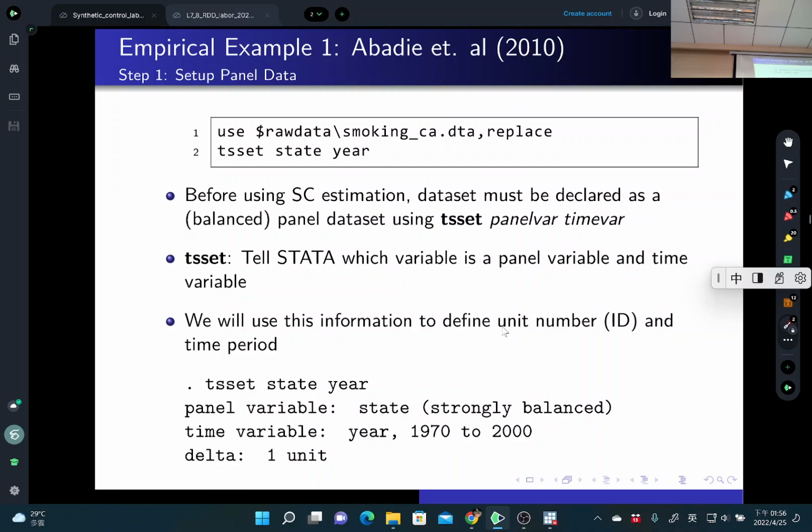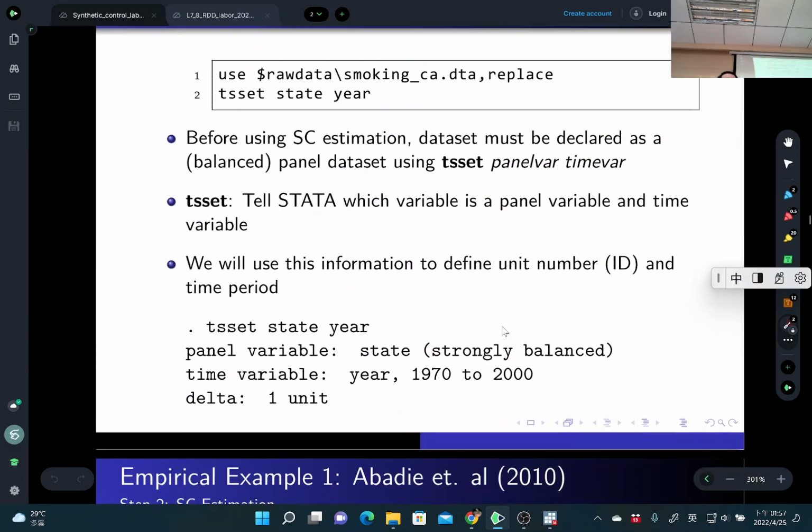And that's also required for the package. You need to declare it to let Stata know which variable you want to follow over time. In this case, we follow each state over time. So the state variable is our panel variable, and the time variable is the year. First, you need to declare this. Otherwise, you cannot implement the following package.